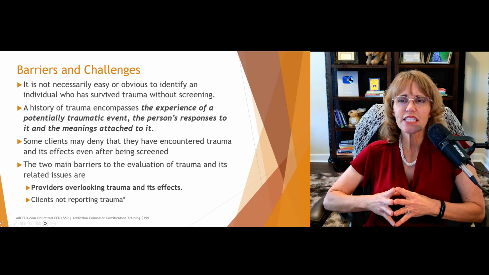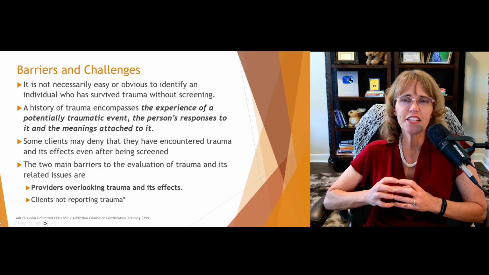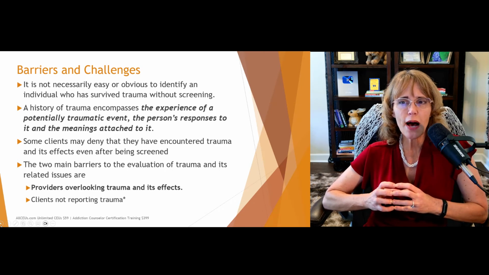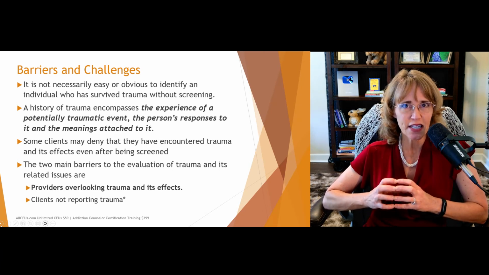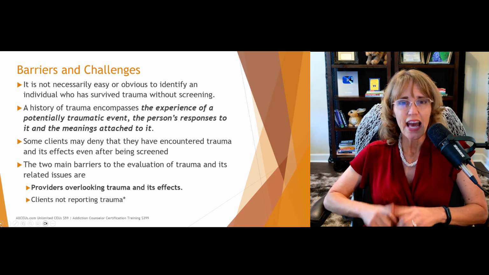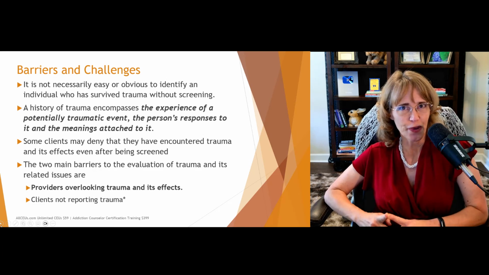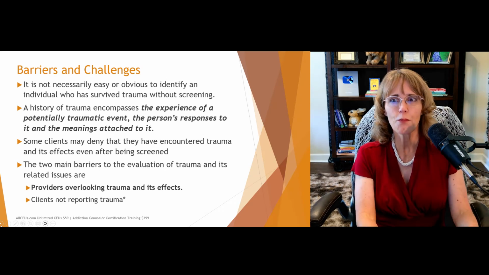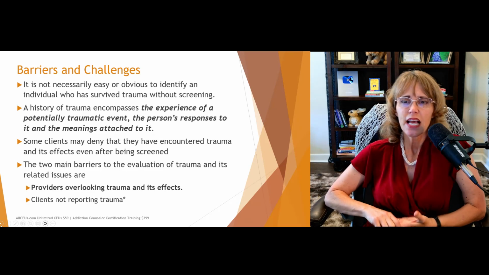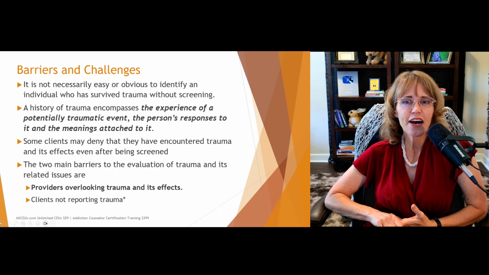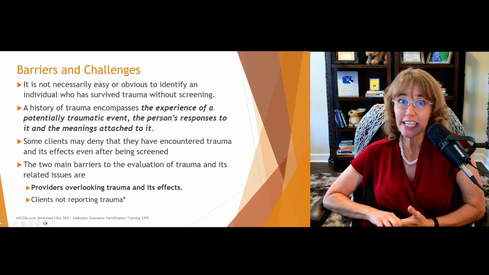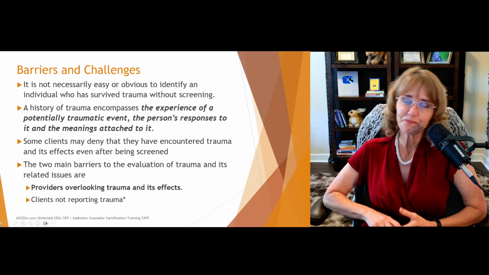It's not necessarily easy or obvious to identify an individual who survived trauma without a screening. A history of trauma encompasses the experience of a potentially traumatic event, the person's response to it, and the meanings they attach to it. So it's not just the event, but it's their response to it and how they understand it. Some clients may deny that they've encountered trauma and its effects even after being screened. Okay, let's not take their power away and argue with them about it.